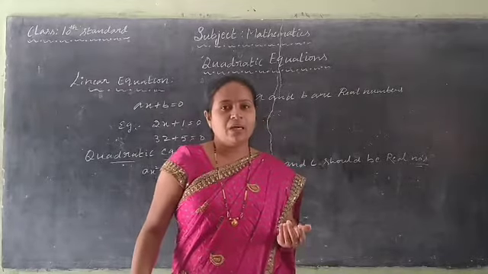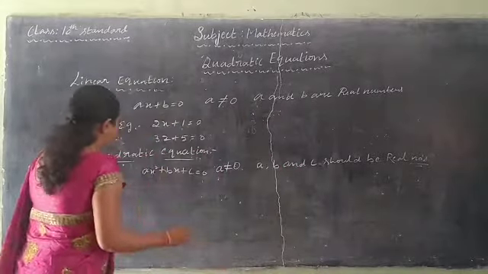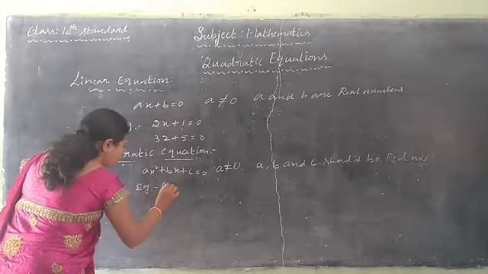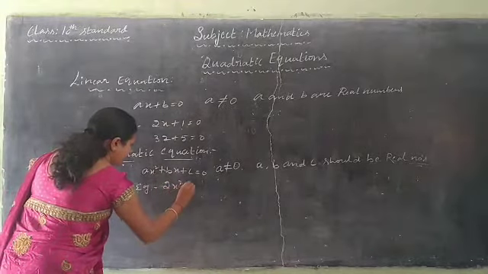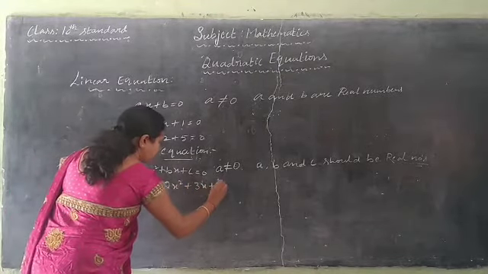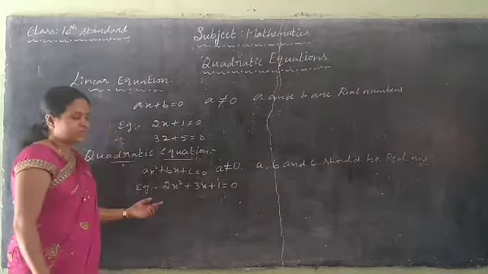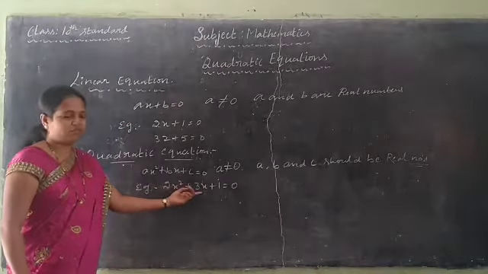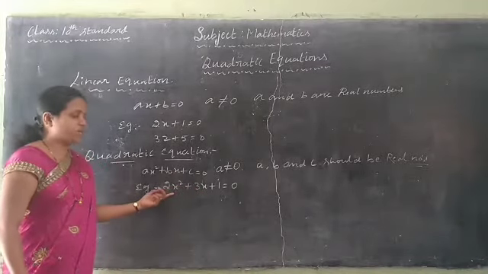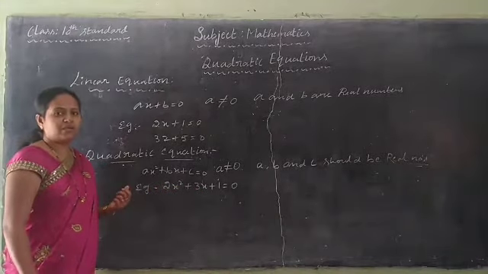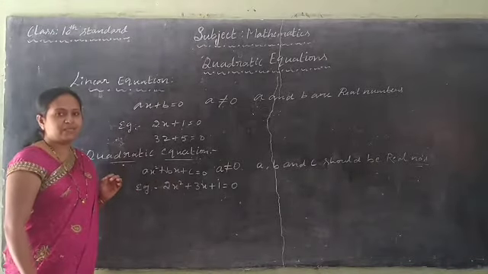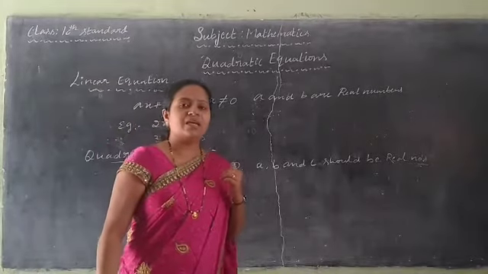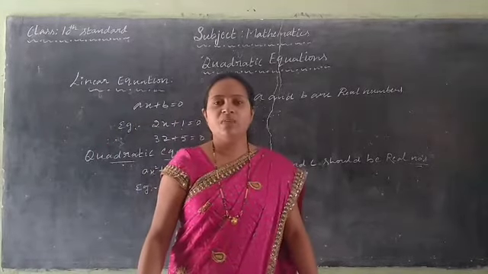Got it? Okay. I'll write you some examples. See here. 2x square plus 3x plus 1 is equal to 0. See the variable, student, which is the variable x. So here x is the variable. So 3x is there and 2x square is there. What is the highest degree? Yes, 2 is the highest degree. So the equation where the highest degree is 2, that equation is called as a quadratic equation.